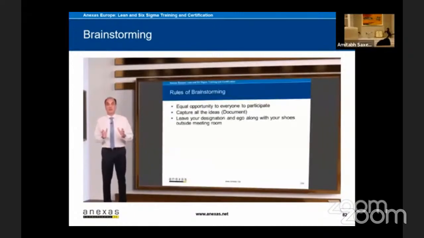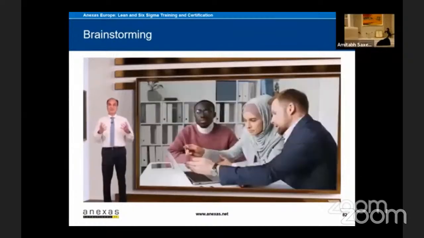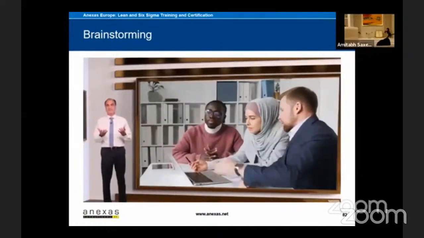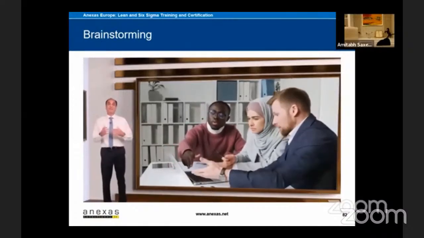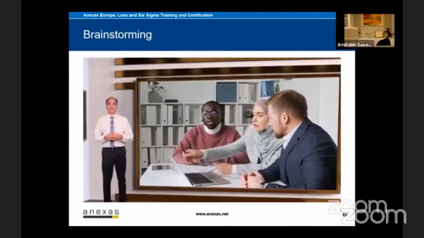Leave your designation and ego along with your shoes outside the meeting room. That means don't think that if you are senior, your idea carries more weightage. So obviously this ground rule should be very clear to everyone, and everyone should be encouraged to give an idea, and everyone's idea should carry equal weightage. There should be a non-threatening environment. When people are giving ideas, they should not be afraid of giving ideas. So you should create an environment where people should be encouraged to give the ideas.